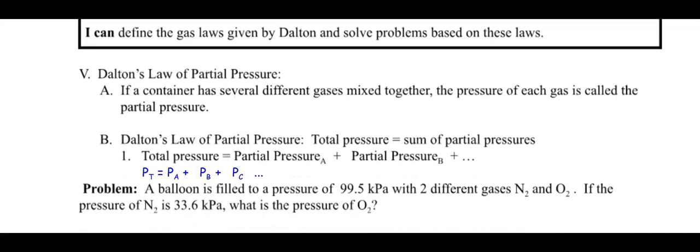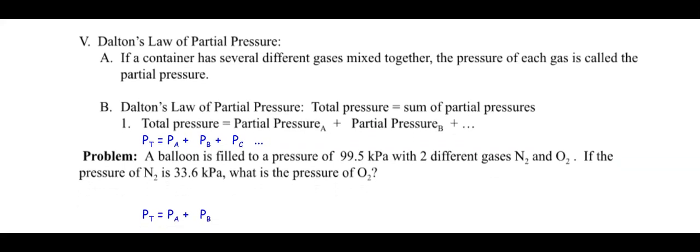I think you can do this. So a balloon is filled to a pressure of 99.5 kilopascals with 2 different gases. We have nitrogen and oxygen. We only have 2 gases, okay? So if the partial pressure of nitrogen is 33.6 kilopascals, what is the pressure of oxygen? Well, here we go.